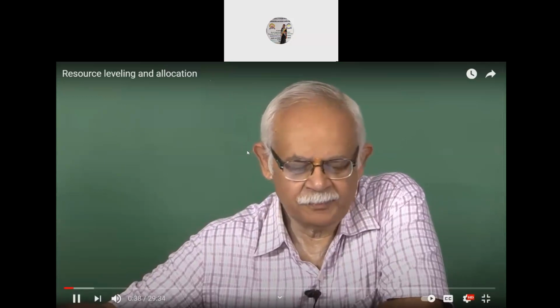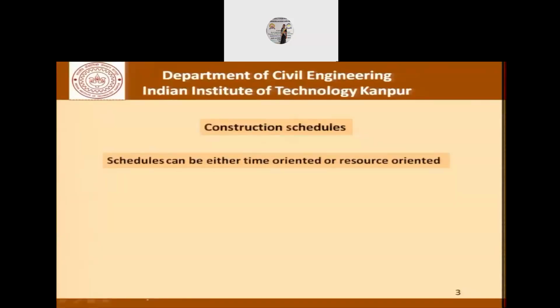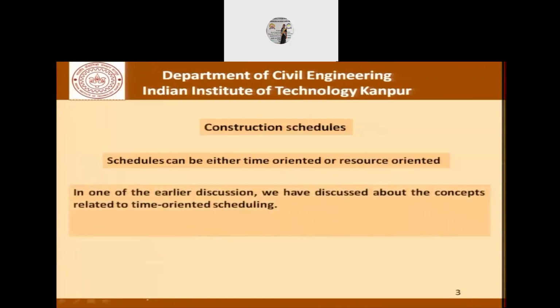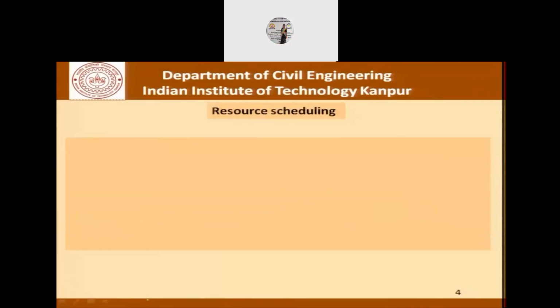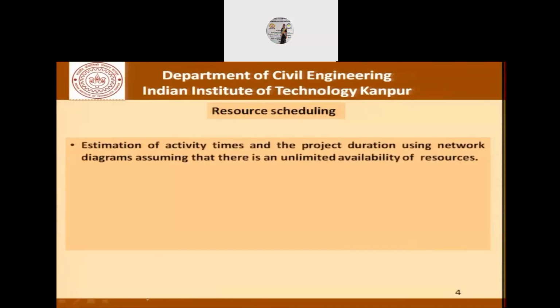Now, construction schedules, as we know, are either time-oriented or they can be resource-oriented. In our discussion so far, we have mostly talked about concepts related to time-oriented scheduling. Today, of course, as I mentioned, we will talk about resource allocation, resource leveling, and those concepts which are resource-oriented scheduling concepts. Now, what is resource scheduling?